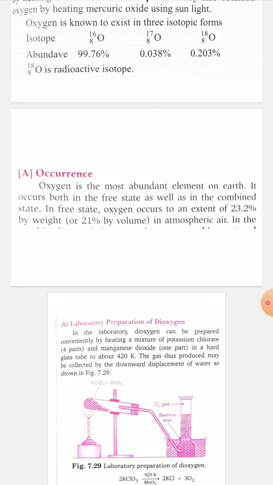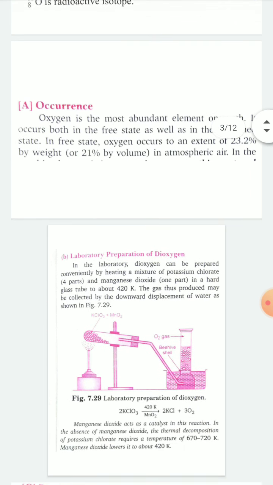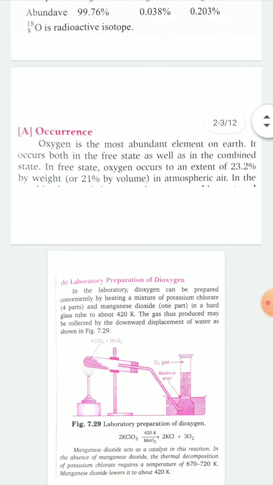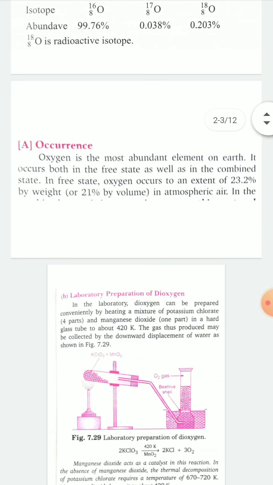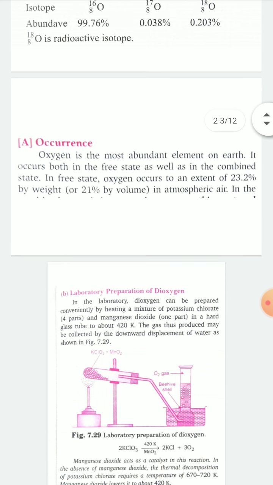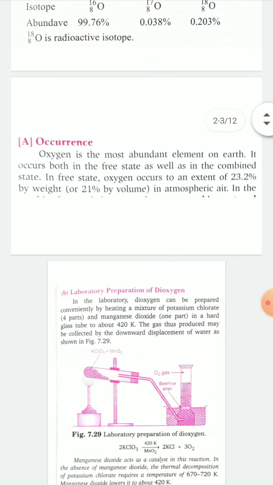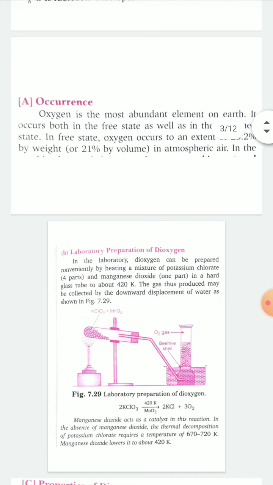Occurrence: oxygen is the most abundant element on Earth. It occurs both in the free state as well as in the combined state. In the free state, oxygen occurs to an extent of 23.2% by weight or 21% by volume in atmospheric air.